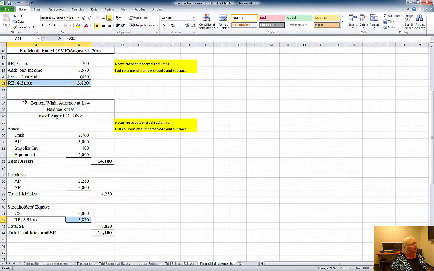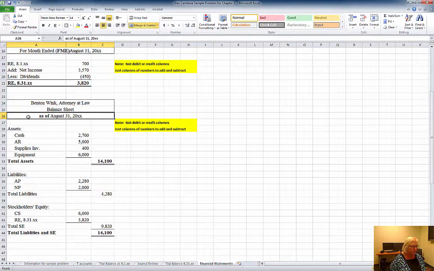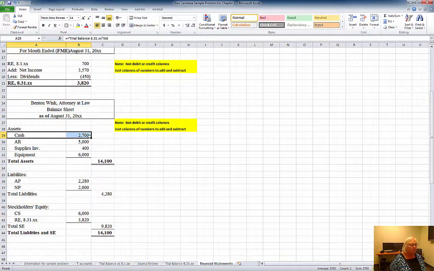Okay, so I went to my T accounts. Let's start over. Three-part heading: name of the company, name of the statement. Balance sheets are as of a particular date because we have cash on there. Cash of $2,700 is not going to be $2,700 on September 1st, most likely. It was probably not $2,700 on August 30th, most likely. So whenever you have cash on a statement, you're going to have an as-of date. So the trial balance and the balance sheet have as-of dates. Income statement and retained earnings statements have for the month or year or quarter ended, a period of time.